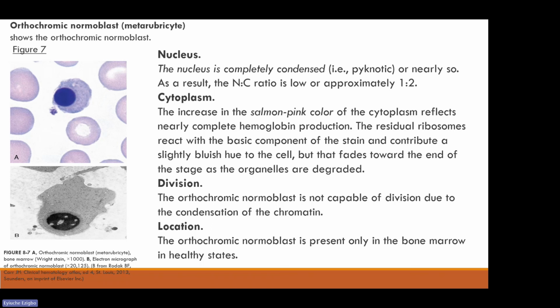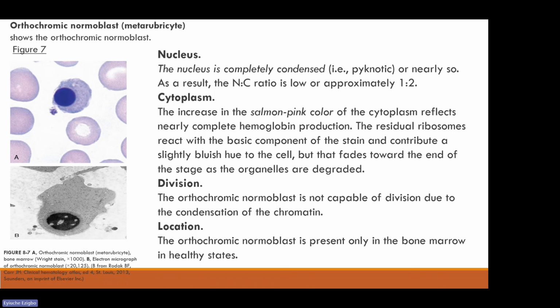Okay, the cytoplasm is salmon pink. The cytoplasm is salmon pink in color, and it reflects the complete production of hemoglobin. The residual ribosome reacts with the basic component of the stain and contributes a slightly bluish hue to the cell, but that fades away towards the end of the stage as the organelles are degraded.